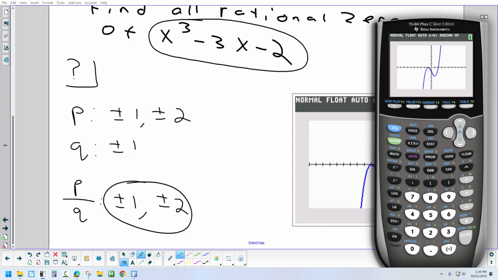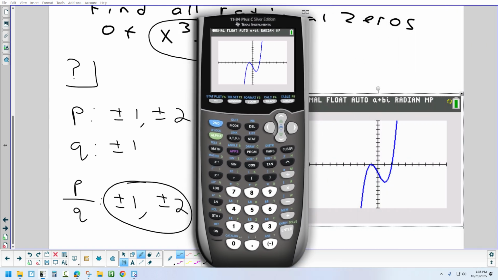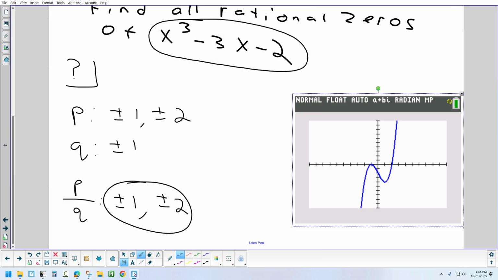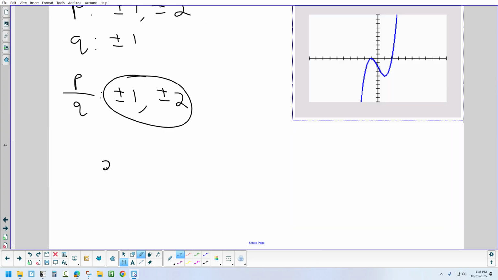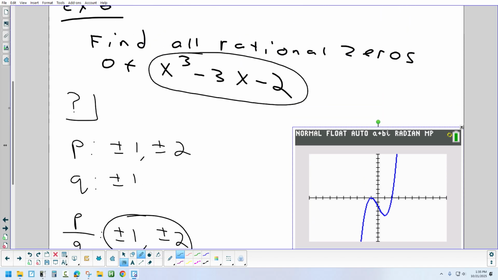So let's do trace negative 1. Yep, that's definitely a root because it gave me 0. Let's try positive 2. Yes, that's also a 0. So now we pick which one do you want to pick? Negative 1 or 2? 2. Okay, so we're going to put a 2 on the outside and do synthetic division with a 2.